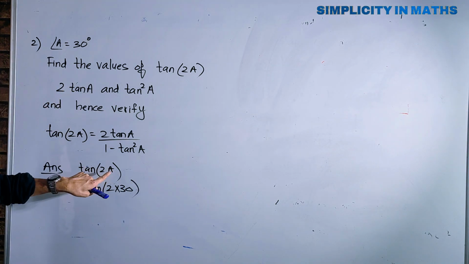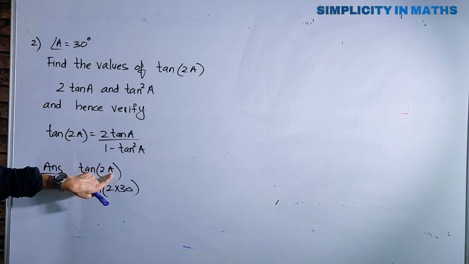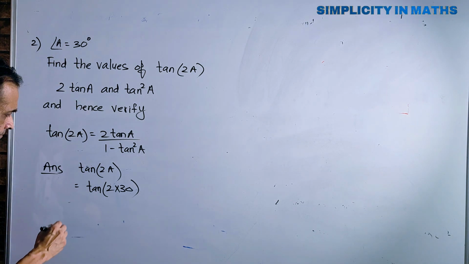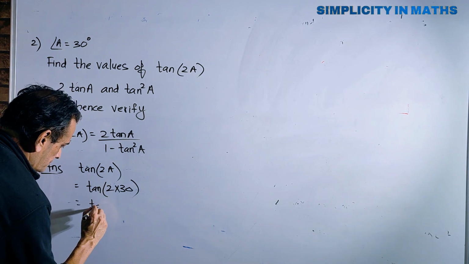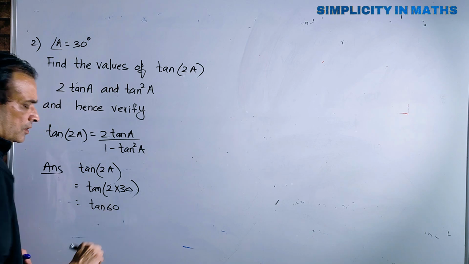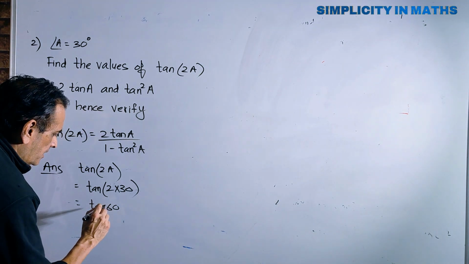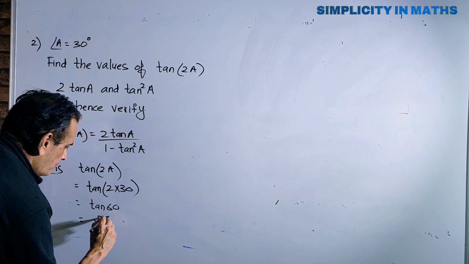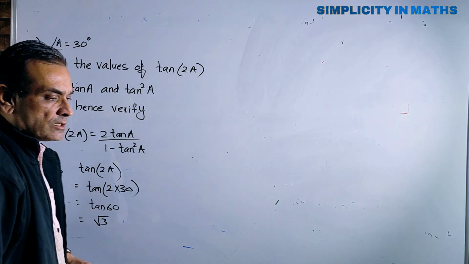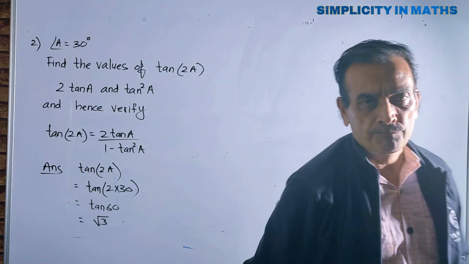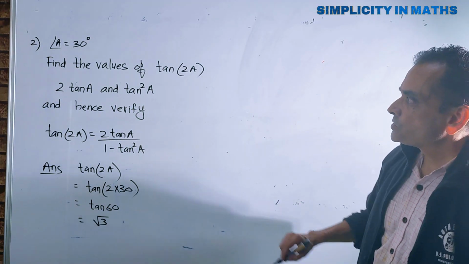A is 30. Capital A means angle A. Two into 30 is 60, so tan 60. You should know certain values now. Tan 60 is root 3. Okay, so we got this.